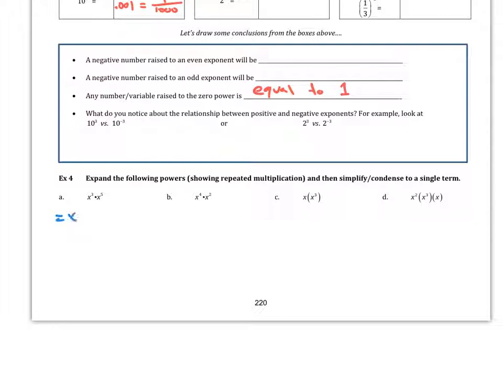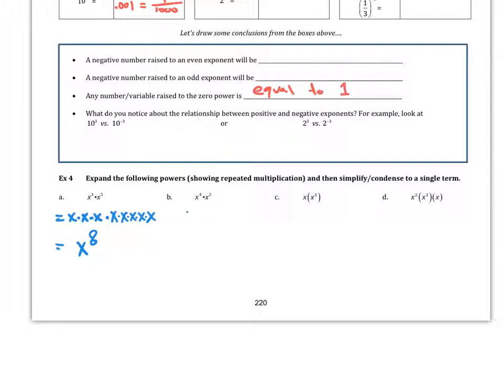So x to the third is x times x times x. But then I'm multiplying that by x to the fifth: x times x times x times x times x. Right? What's good to know here is this is all multiplication. So really, this is just a bigger repeated multiplication. Now there are 8 x's total, so I get x to the 8th. All right, that's simplifying it, like, condensing it to a single term.